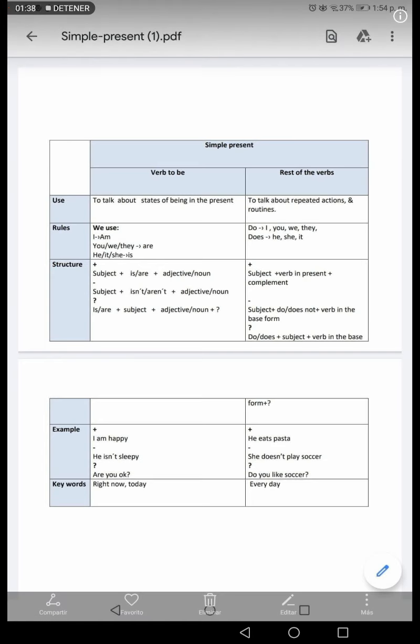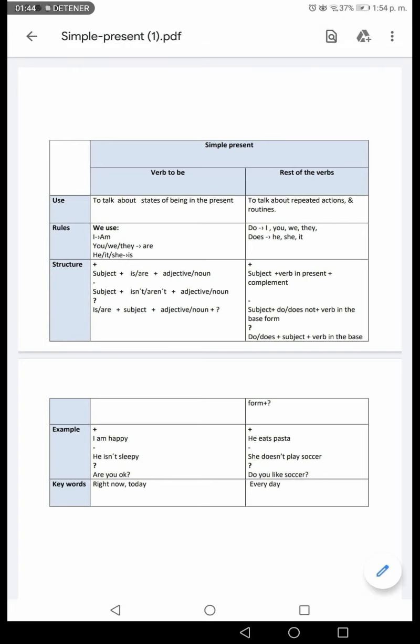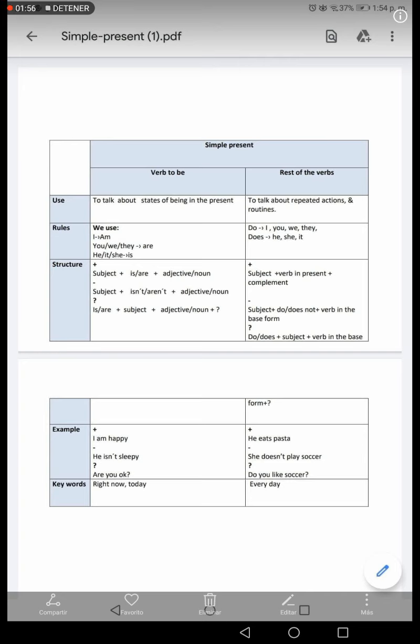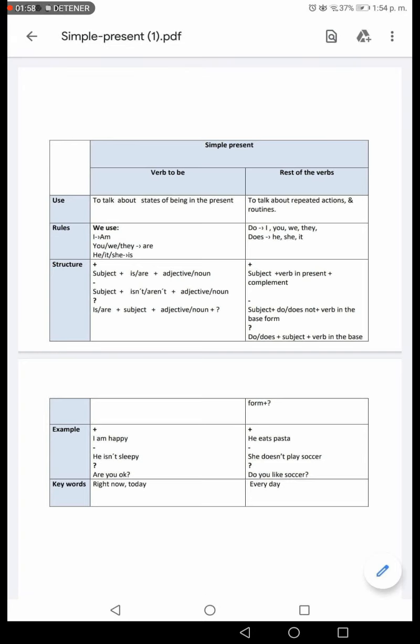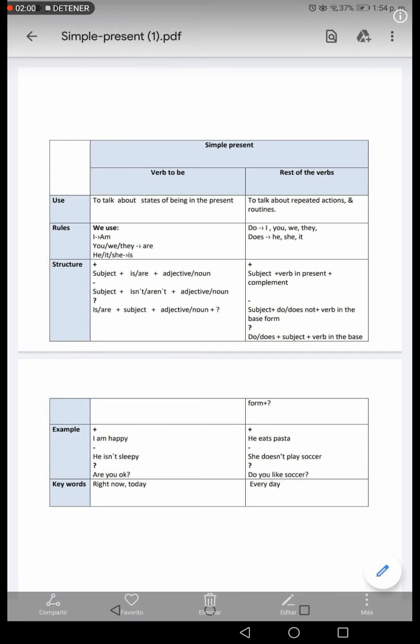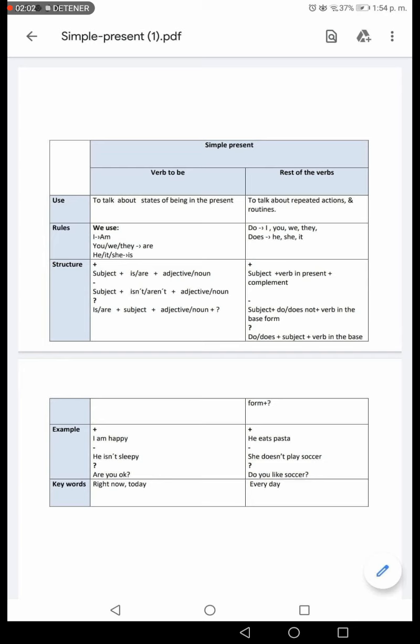And finally, the structure for the verb to be is going to be subject plus the verb to be plus the adjective or noun. In negative is going to be subject plus the verb to be and with the negation like not or isn't, aren't or am not plus the adjective or the noun. And in the question we start with the verb to be, then the subject, and finally the complement that will be the adjective or the noun.